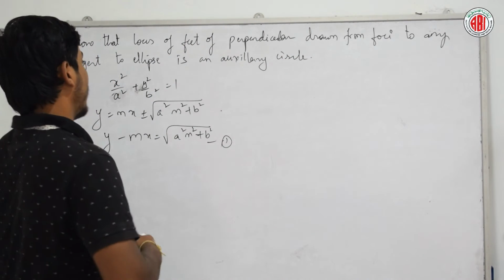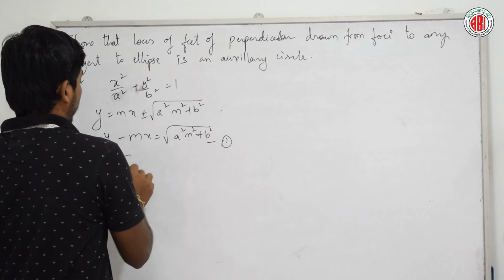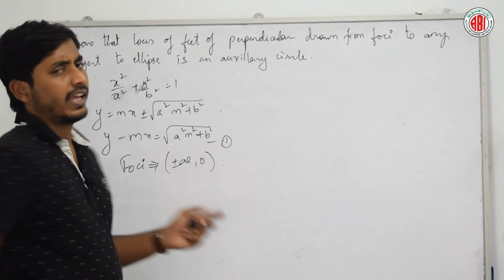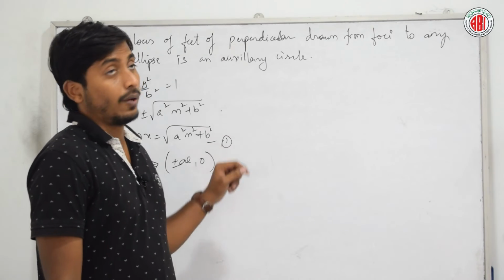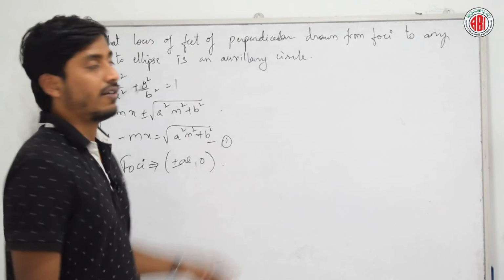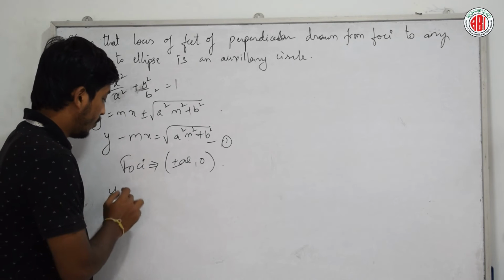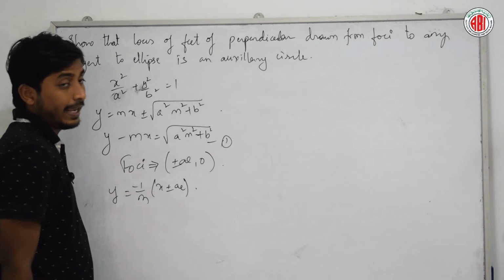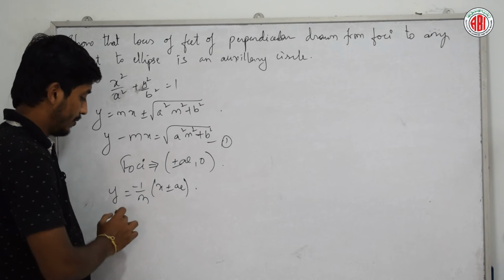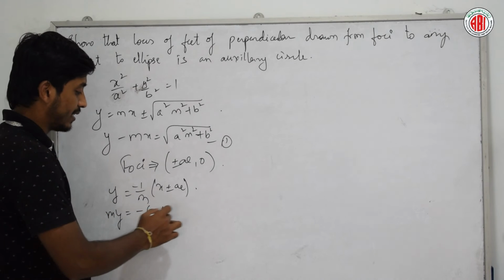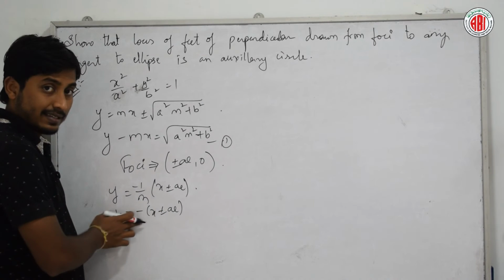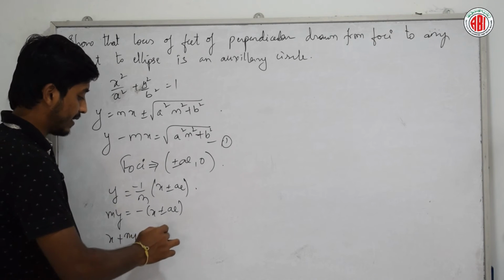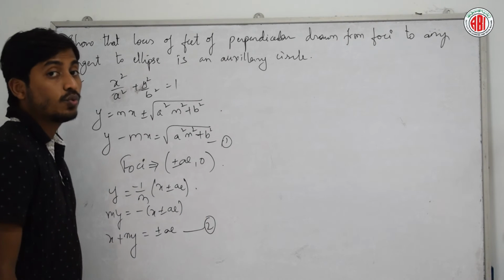Similarly, the foot of the perpendicular from the foci. So what is the focus of the ellipse here? Foci is plus or minus a comma 0. Can I find the equation? Right. Now write the perpendicular equation. So how will it be? If m is the slope, y minus y1 is equal to perpendicular slope into x plus or minus a. Fine. So my is equal to minus x plus or minus a. Let us bring this minus term this side. So this will be like x plus my is equal to plus or minus a. Let me take it as equation 2.